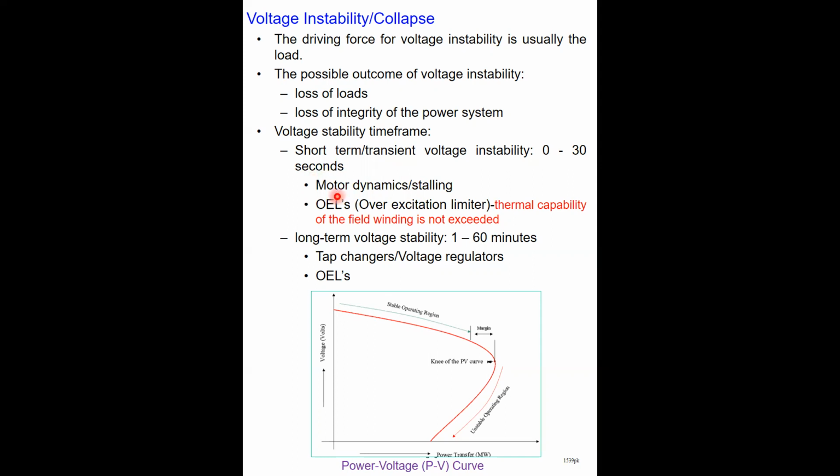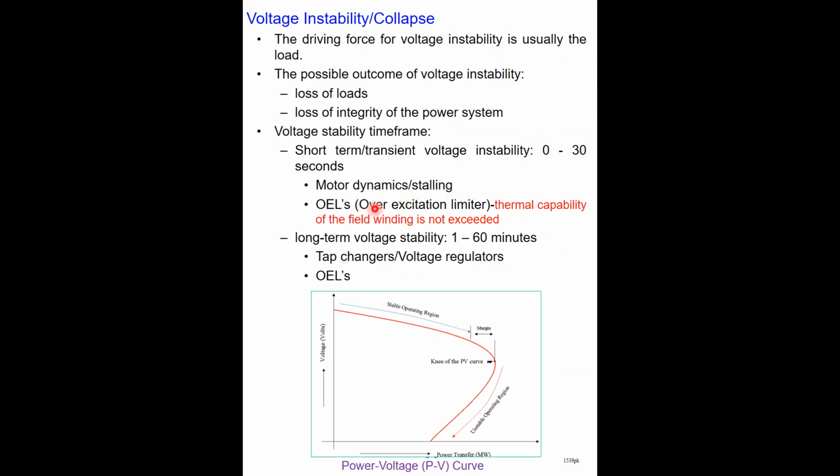If you have a large motor connected to the bus, the motor is inductive in nature, so it will draw a high amount of inductive current from the bus. If you are not able to compensate this amount of inductive current drawn by the motor during that period, then the voltage at the bus will drop. And this can result in voltage instability in a shorter time frame.